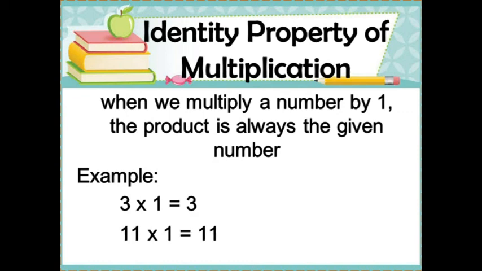So another one, we have 11 times 1. The answer is still 11. So 534 times 1 is equal to 534. So that is the identity property of multiplication. Again, when we say identity property of multiplication, this is when we multiply a number by 1.